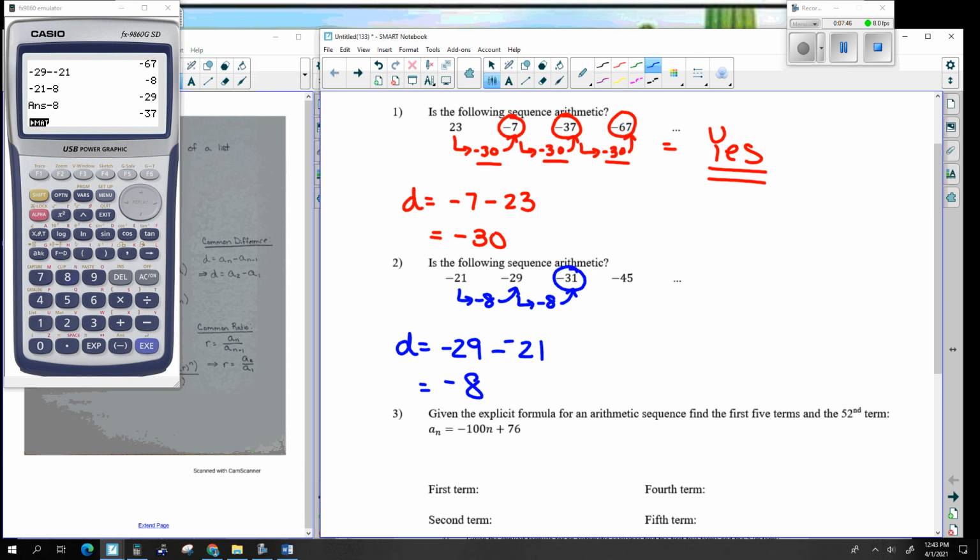-37, uh-oh. Okay, that one's not what it's supposed to be. That number should be -37. And then minus 8, it doesn't really matter anymore. Minus 8, -45. Okay, that one hits. But notice how this -31 is not what it's supposed to be. That -31 should have been -37. So if there is a mistake in the sequence, then that implies that no, this is not arithmetic. It has to be -8 every single time.